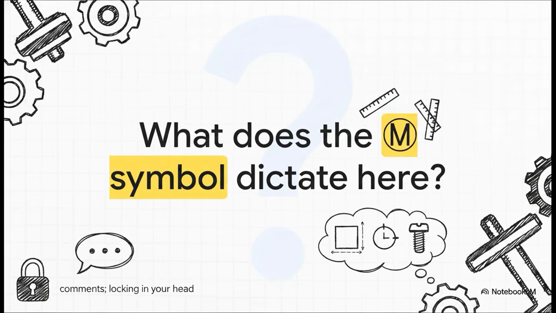Okay, hold up. Before we go any further, let's pause for a really quick pop quiz. Take a look at the specific feature control frame right here. You see that little M inside a circle right after the tolerance value? What does that M symbol dictate in this context? Think back to our earlier lessons. I'll give you a second. Actually, drop your guess in the comments right now before I give away the answer.